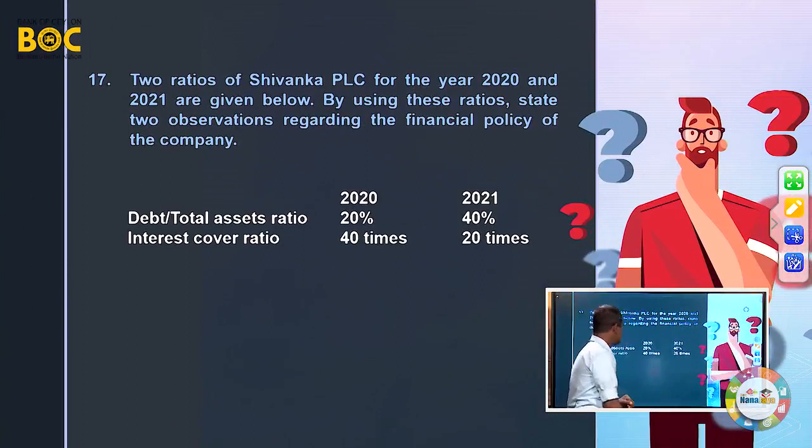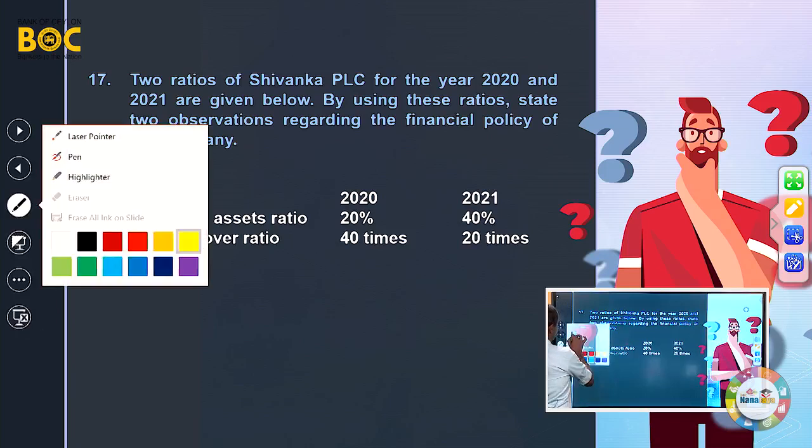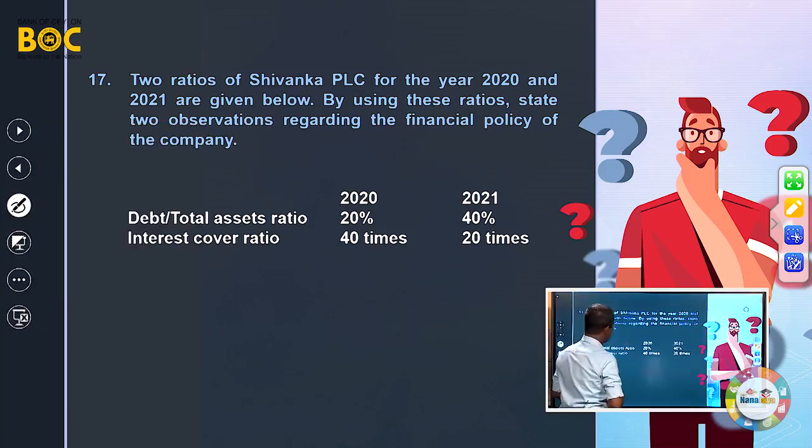To question number 17, to go through it. The two ratios of a company for the years 2020 and 2021 are given. By using these ratios, state observations regarding the financial policy. In the syllabus, we have financial stability ratios.